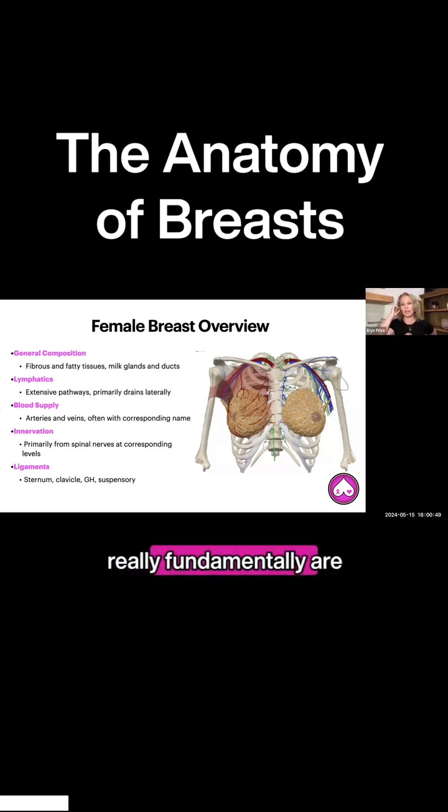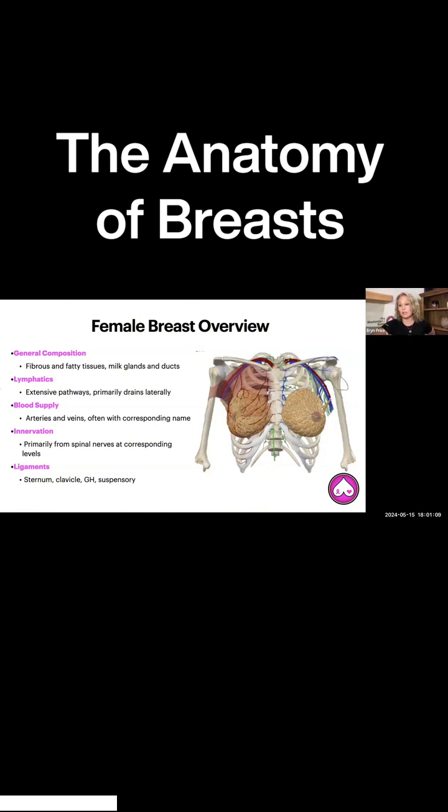Breasts really fundamentally are designed to feed babies as well as other things. So they have a lot of milk glands and ducts. The glandular tissue is very fragile and it's easily damaged. So if you use a lot of pressure on the breast, you may actually end up damaging the glandular tissue, which you're not intending to. You're just not aware that it's actually very fragile. So you have to be gentle with breast tissue.